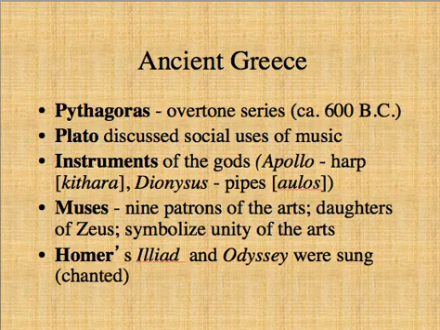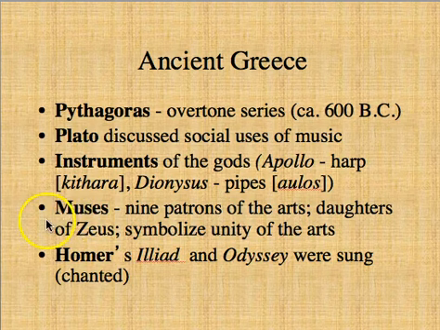Now, in ancient Greece, it gets very interesting because we have lots of literature, poetry, and philosophy written about the meaning of music. In fact, the word music itself comes from the Muses here, who were the 9 mythological daughters of Zeus. And we will look at a list of them briefly in just a moment.